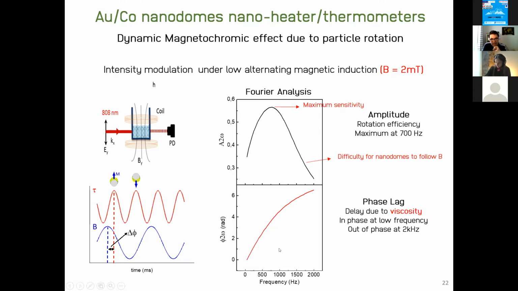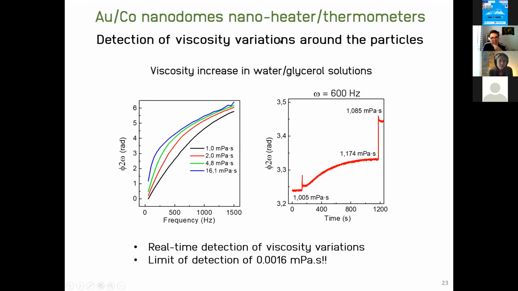And also the phase lag, the delay, is due to the viscosity of the solution where the particles are. So as I said, we are able with this system to detect the viscosity around the particles. So we prepared different systems, mixing water and glycerol, which is more viscous than water. And you can see by the phase lag and the frequency how our system is sensitive to the increase in viscosity. When the viscosity increases, you can see that at the same frequency, the phase lag also increases.